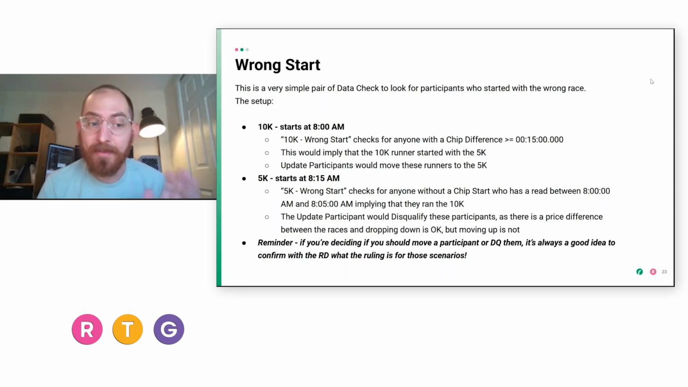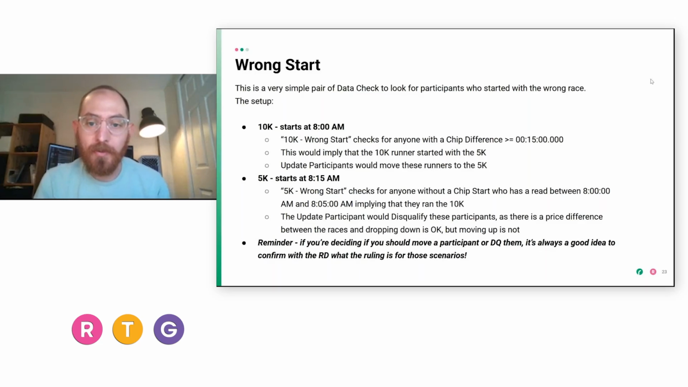If the 10K started at 8 and the 5K started at 8:15, have a data check called the 10K wrong start that checks for anyone with a chip difference greater than 15 minutes. So chip difference is a field that is always there, and it basically tells you the difference between the assigned start time of day, whether that's the scored event start time of day or the corral start time of day this participant is a part of, and the chip start time that was accepted by the system for them. So when they crossed over the mats. So it took them 2 minutes to cross the start line after the gun went off. Their chip difference would be 2 minutes.